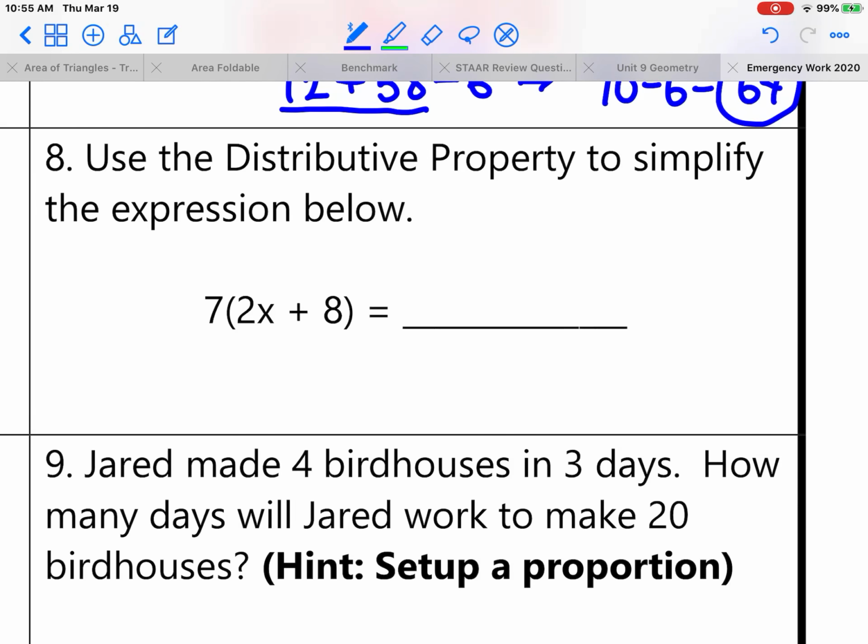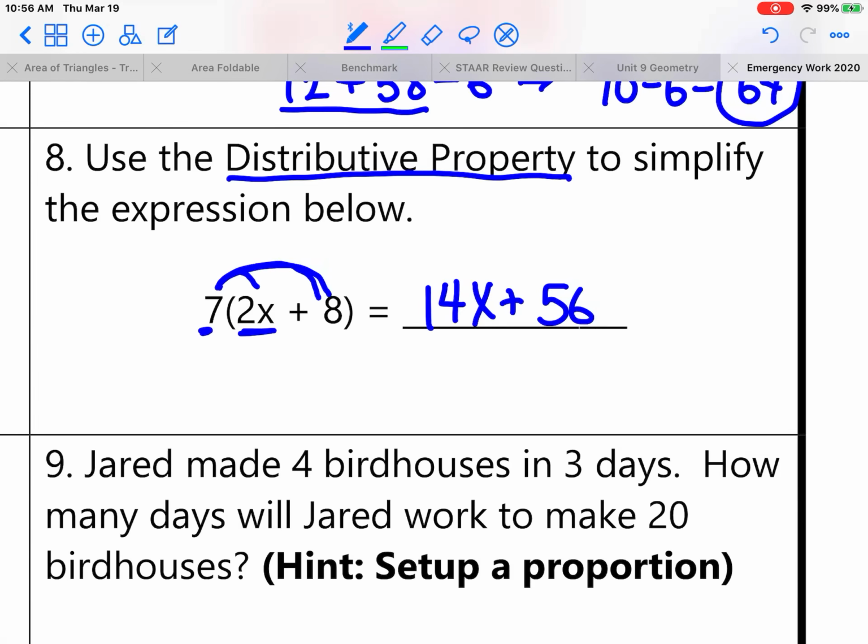Number 8, use the distributive property to simplify the expression below. The distributive property says that you can multiply what's outside the parentheses by everything that's inside the parentheses. So my first step will be multiply 7 times 2x, and that is 14x. Nothing magical about that, it just is what it is. My second step will be to multiply 7 times 8, which we already know is 56. That's your answer, folks. 14x plus 56 in the simplest form. That's all you can do with this problem.